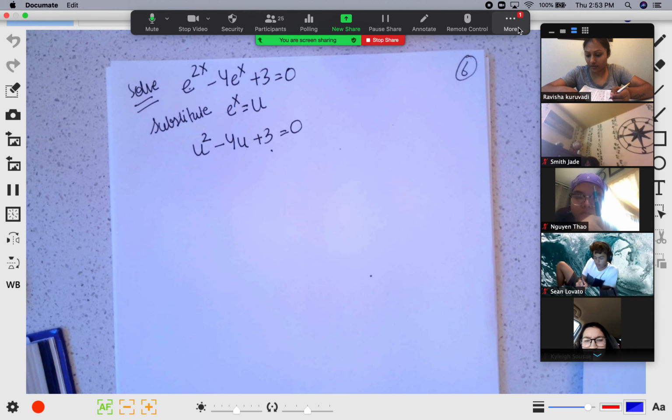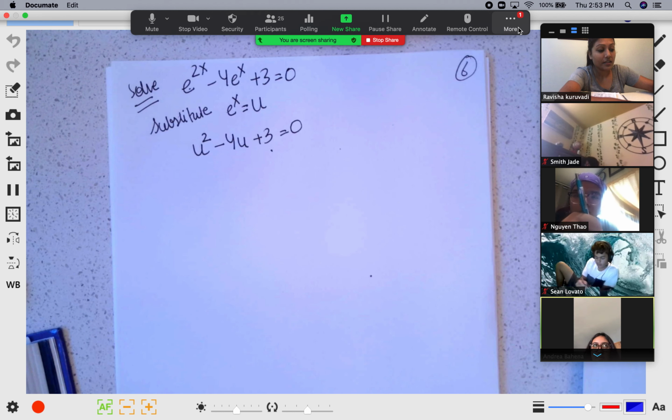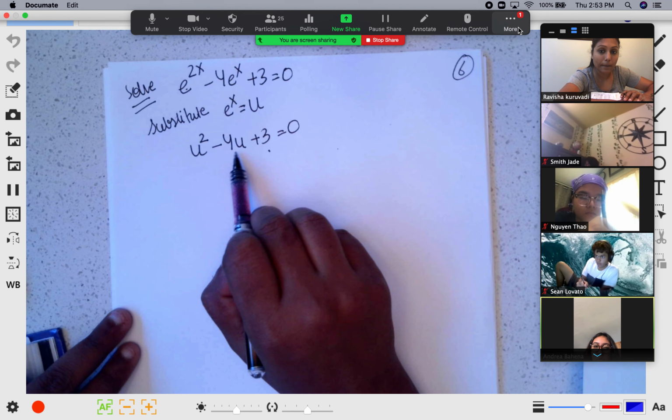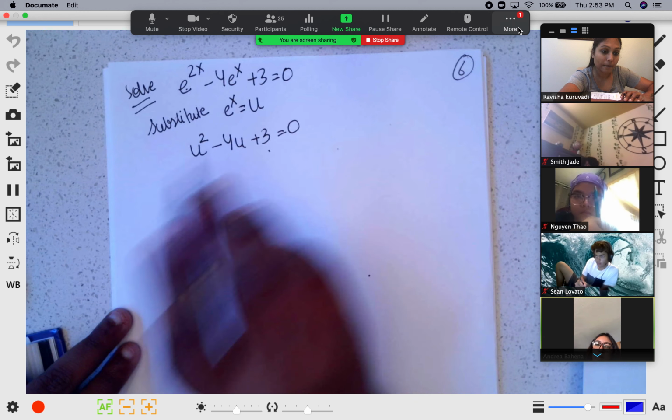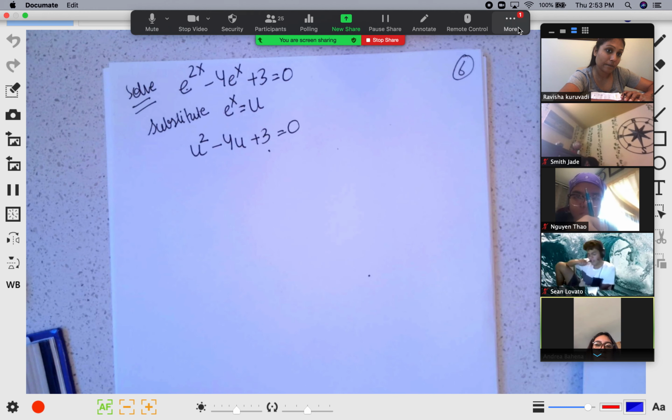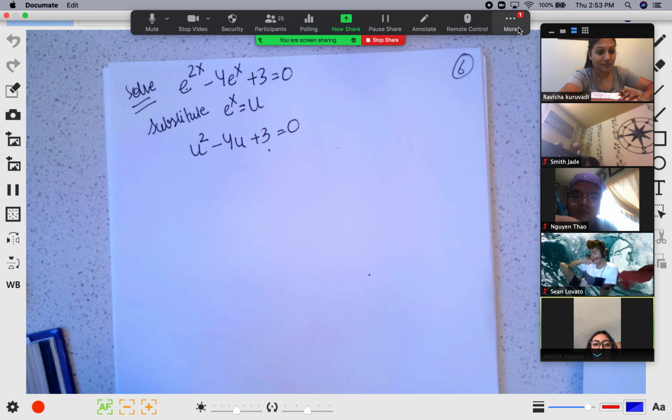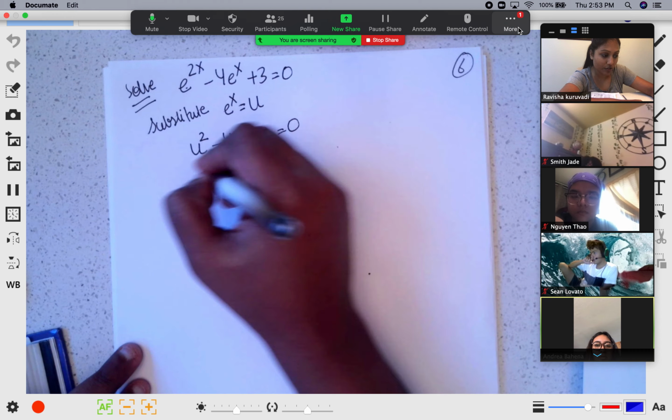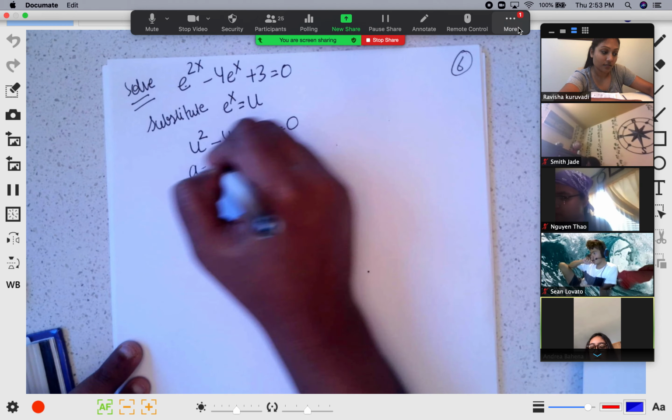Can I have Gabriela? Hers is not working. Andrea? Yeah. Okay. Can you tell me how to solve this equation here? u squared minus 4u plus 3 is equal to 0. Do I subtract the 3 to the other side? This is quadratic. How do you solve a quadratic? Use the quadratic formula. Remember, you know the quadratic formula. What's your a, what's your b, and what's your c?